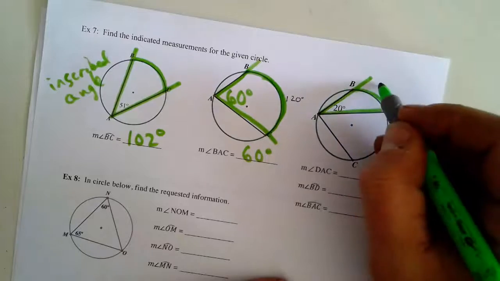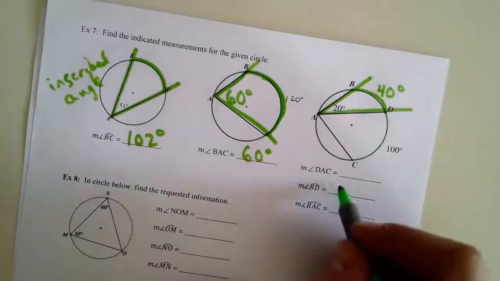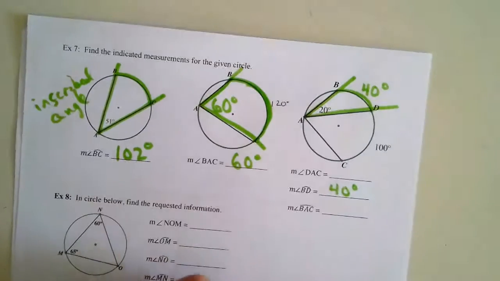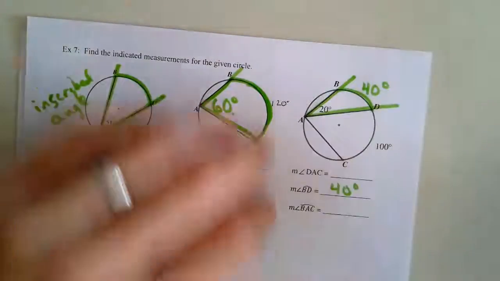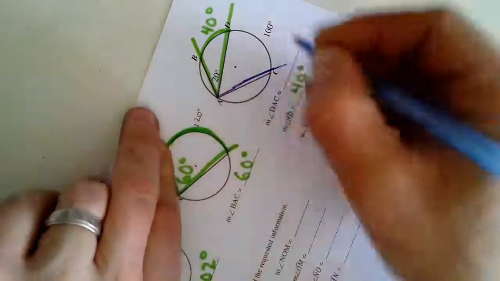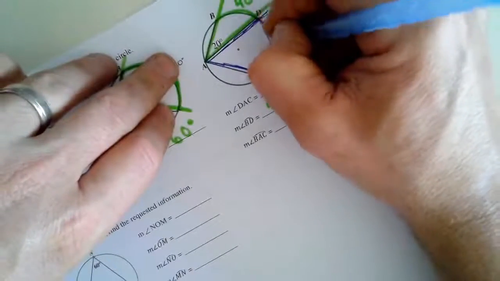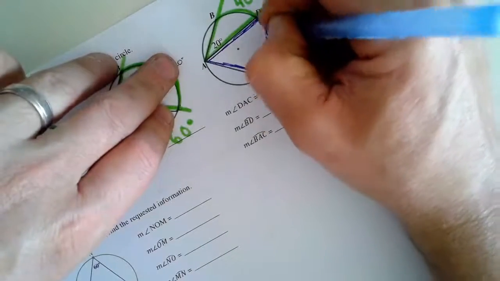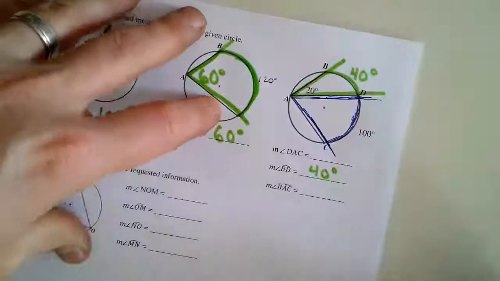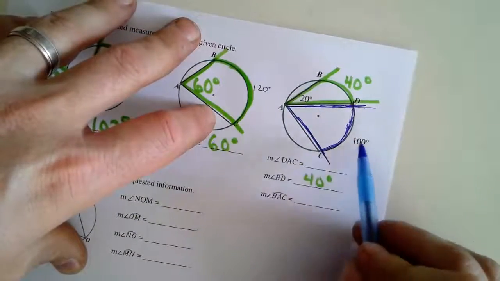If I trace my other inscribed angle, there's my other inscribed angle. It opens up to this arc right here. An inscribed angle is half as much as the arc it subtends or intercepts, so I'm going to cut that in half. That's going to give me 50 degrees. So the measure of angle DAC is 50 degrees.